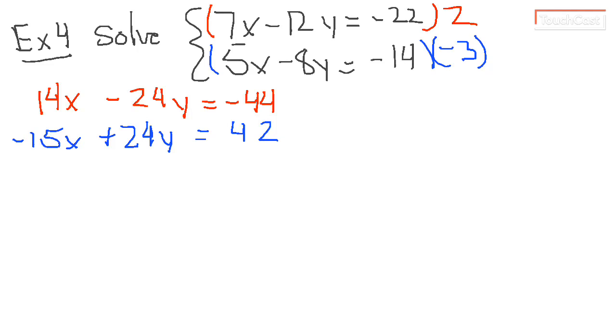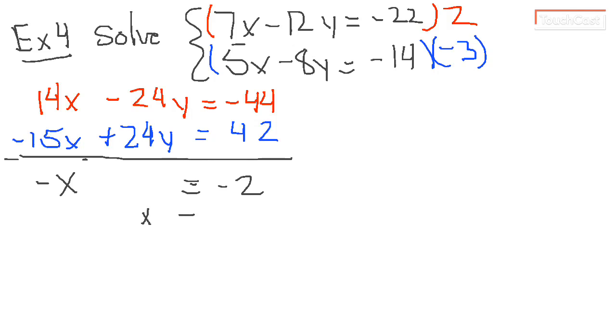Now the reason that we multiply both of them is now our y term has the same coefficient, just opposites. We've got a positive and a negative 24, so now we can add them vertically. 14x minus 15x, that's going to give us a negative 1x, or just negative x. Our y terms cancel each other out, so we don't have to worry about that one. Negative 44 plus 42 gives me negative 2. So negative x is equal to negative 2, but we want to know what positive x equals. We could divide or multiply both sides by negative 1, but since they're both negatives, all that really means is x is going to equal 2.